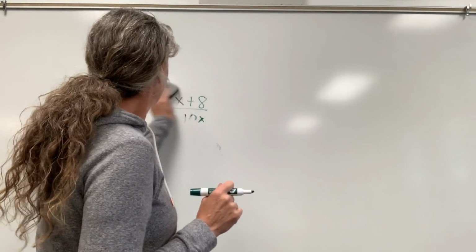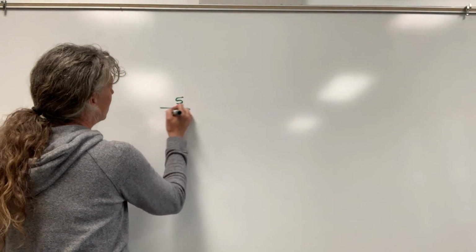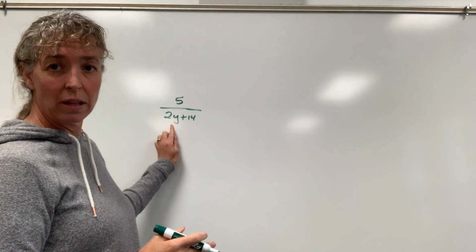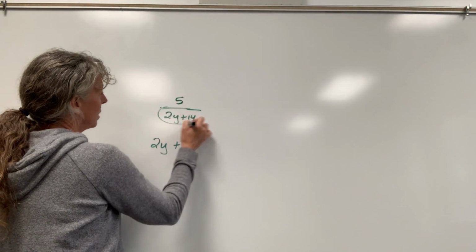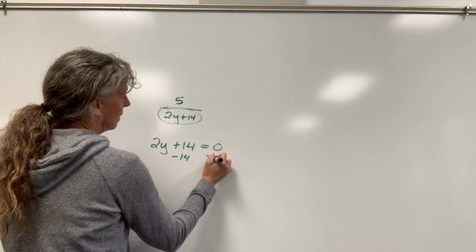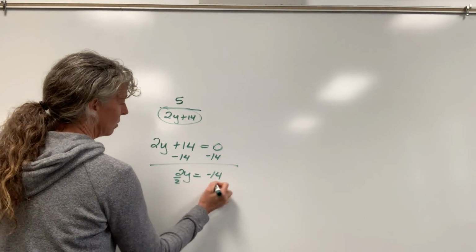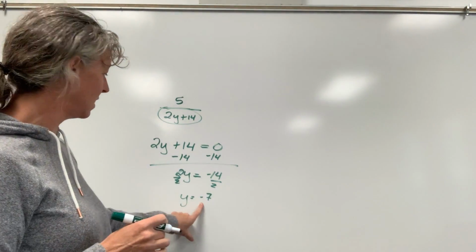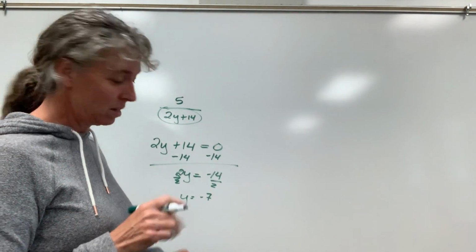Let's do b. My expression for example 1b is 5 over 2y plus 14. Again, some of you will just know what should go in there to make it equal 0, but if you don't, you just take your bottom expression, set it equal to 0, and solve. So we're going to subtract 14. 2y is going to be negative 14, and then we'll divide by 2. y is going to be negative 7. So negative 7 is my excluded value because that's what I can plug in here to make the bottom equal 0.